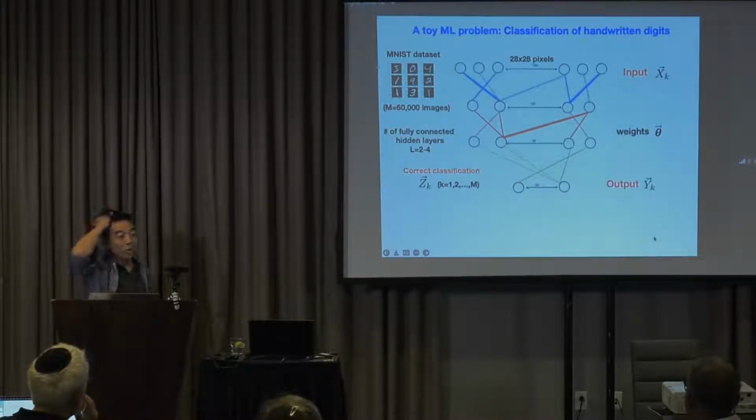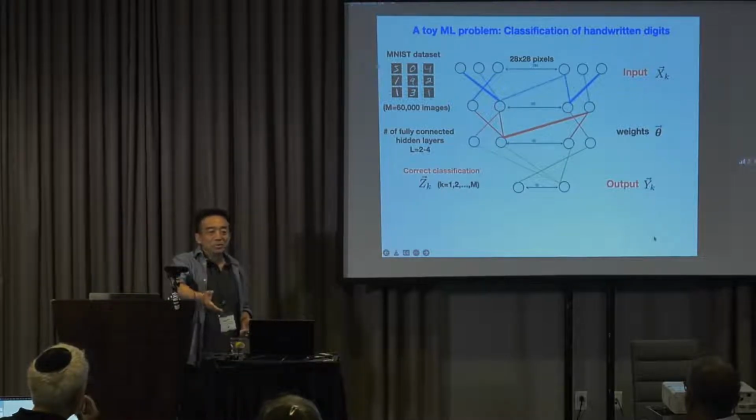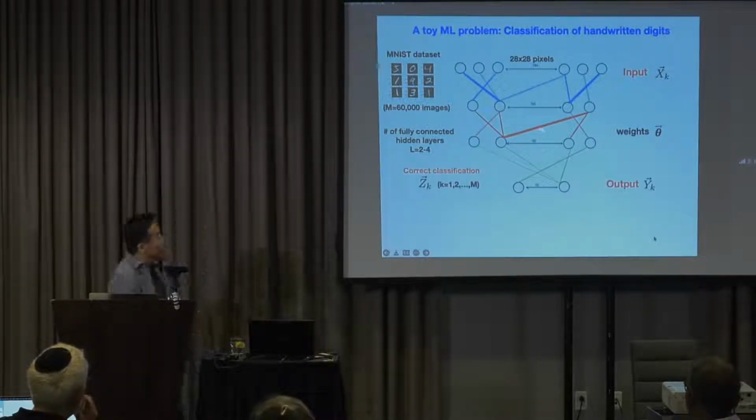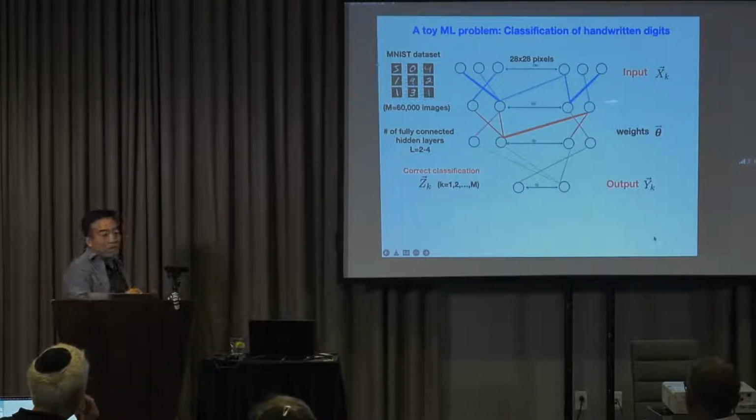Okay, so a toy problem. Once you enter into the realm of machine learning, as a physicist, you always want to find a toy problem to work on, right? The toy problem to work on is the MNIST problem.